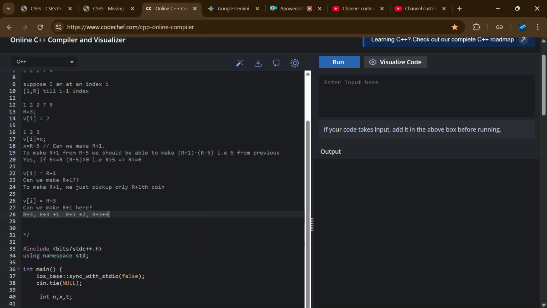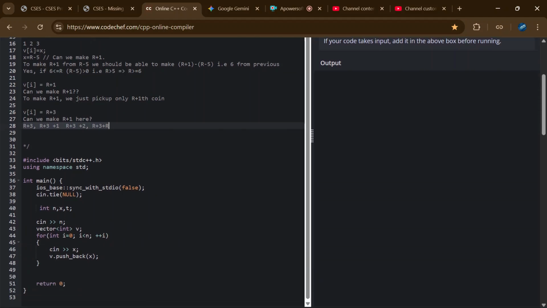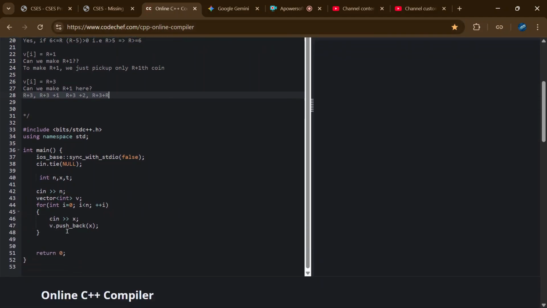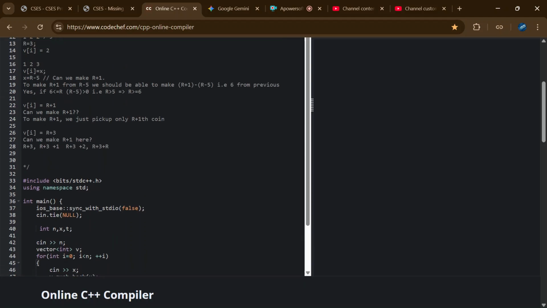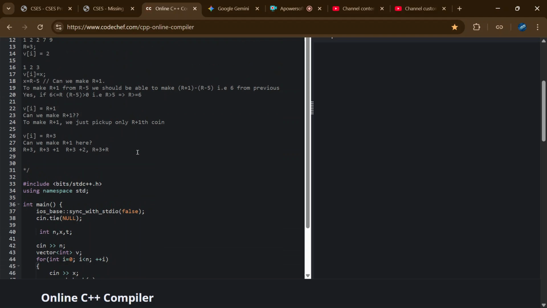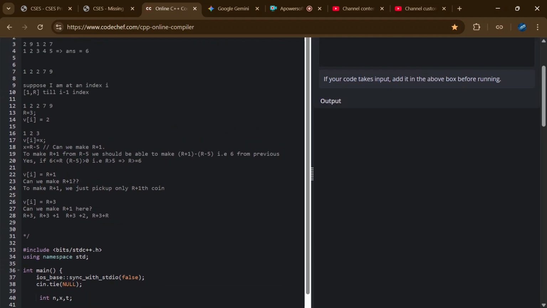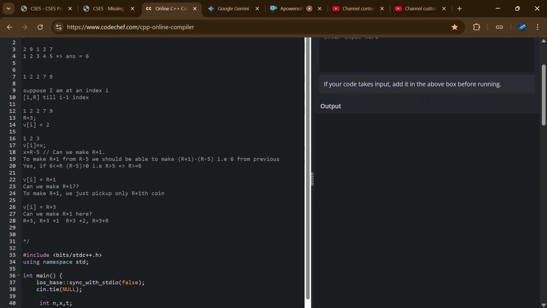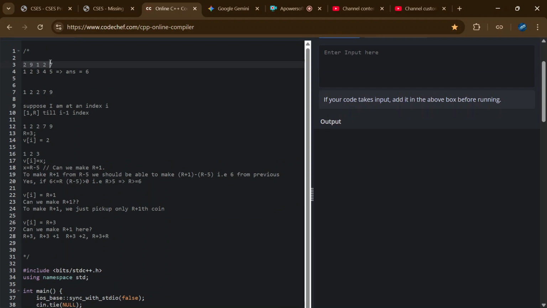So let's jump to the code. We have taken the input and the input vector also. So why do we need to sort it? The reason for sorting is that we cannot take a random number in between. Let me tell you with some test cases also. Suppose it were a random order like 2, 9, 1, 2, 7.